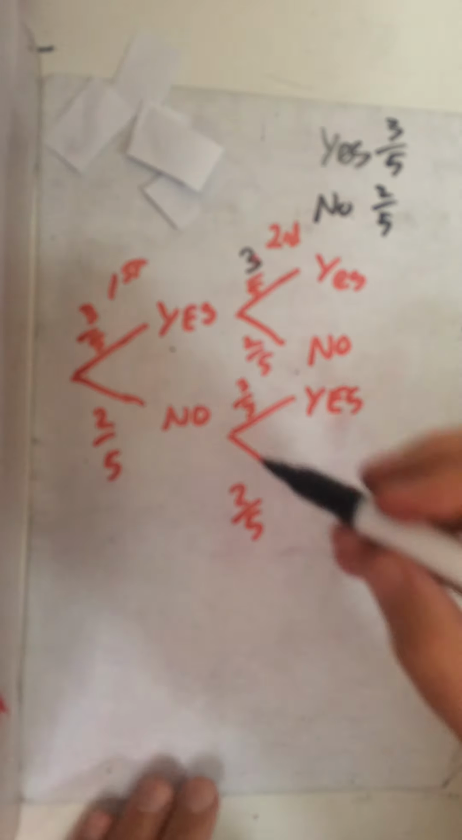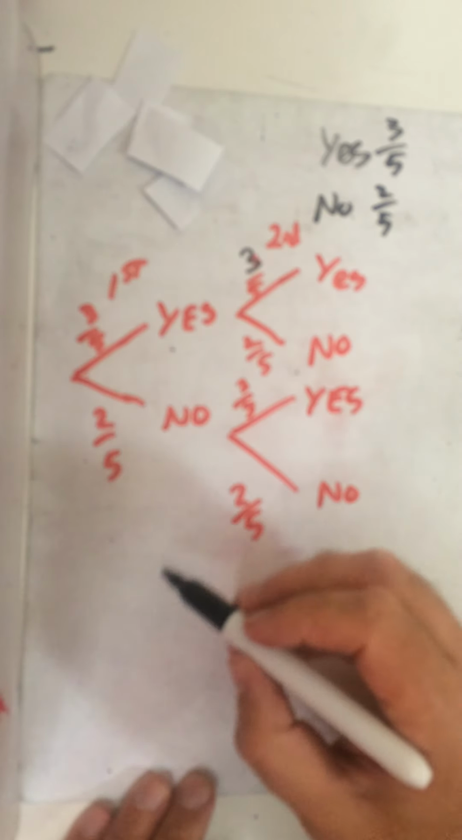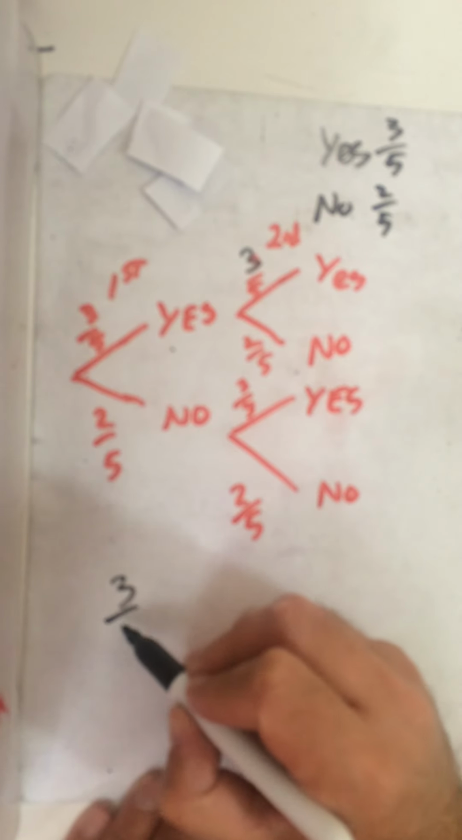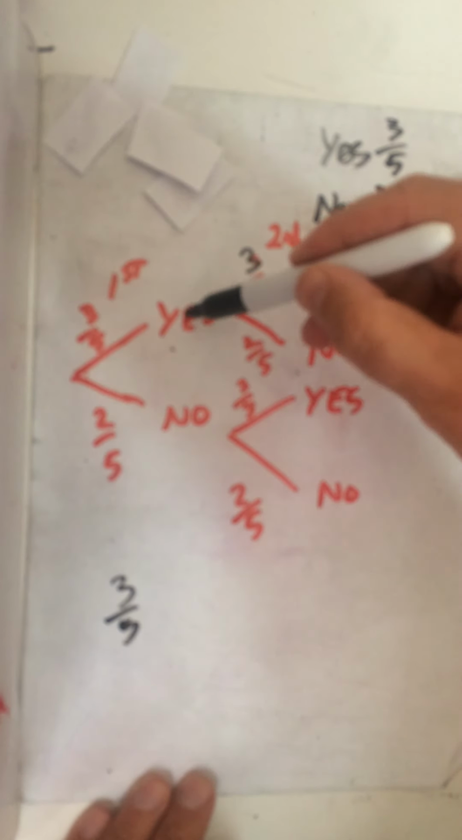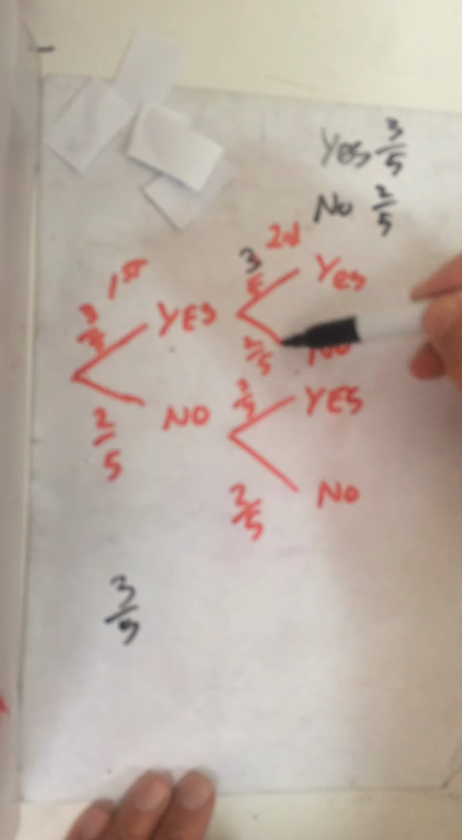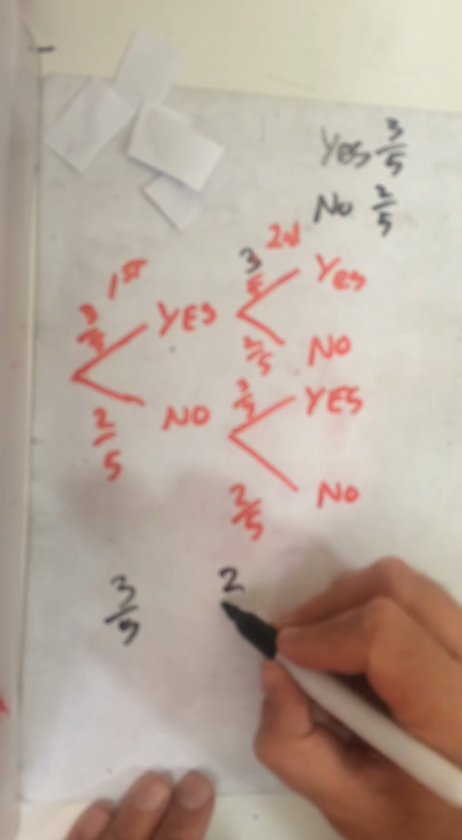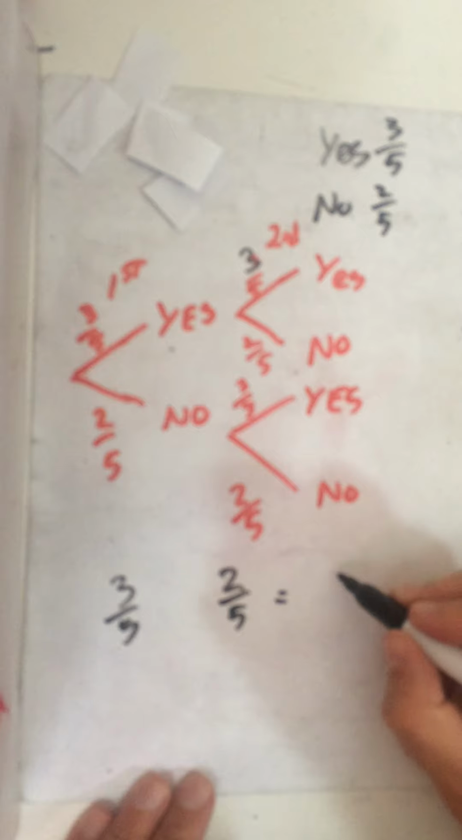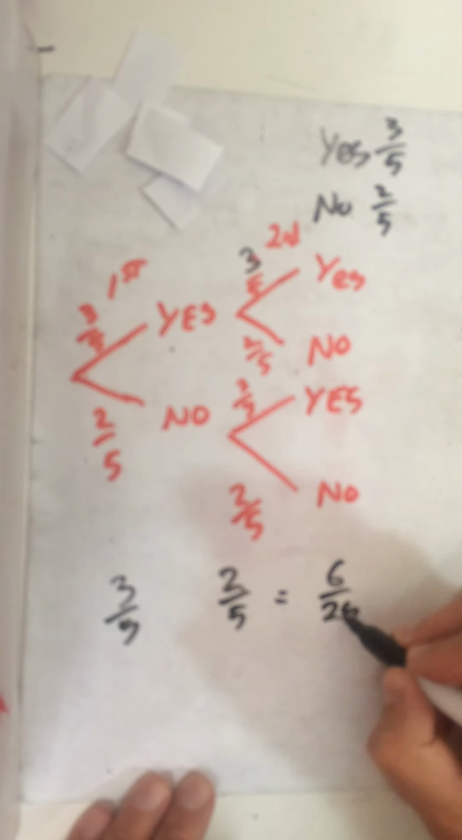Okay, so the probability of getting a yes card first is 3 in 5, and then from there you get a no card. So you get a yes card, then a no card, which is a 2 in 5 chance, which means it's a 6 in 25 chance.